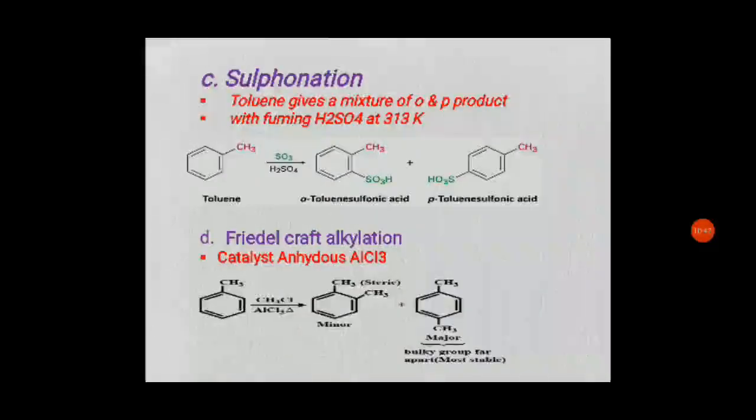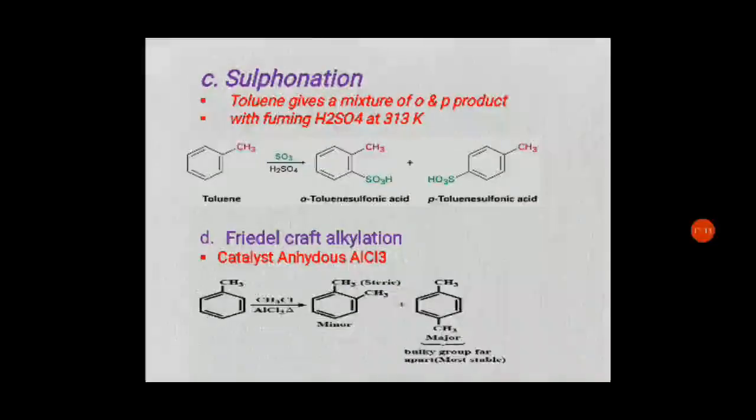Then sulfonation. Toluene gives a mixture of ortho and para products with fuming sulfuric acid. Now sulfonation is carried out in presence of fuming sulfuric acid. So when toluene is treated with fuming sulfuric acid, we get orthotoluene sulfonic acid and paratoluene sulfonic acid. In this case, SO3 plus is the electrophile. Therefore, it is attached at the ortho position. This is toluene, this is the methyl group.